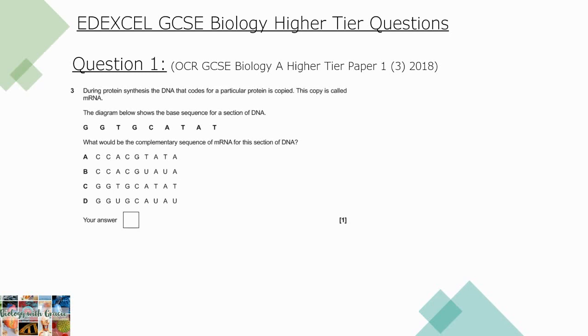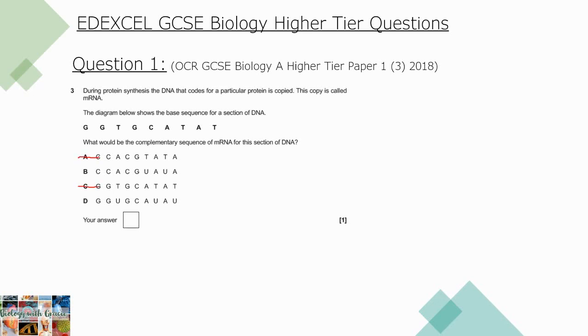We know that our DNA bases, as shown in the base sequence, are G, C, T, and A. But for RNA, we have G, C, U, and A. So our RNA includes the U base, not T. If we have a look at our answers, we can see that A and C include T bases. So we know that these definitely can't be the right answers because mRNA and RNA itself do not contain T bases. So we can discount A and C.